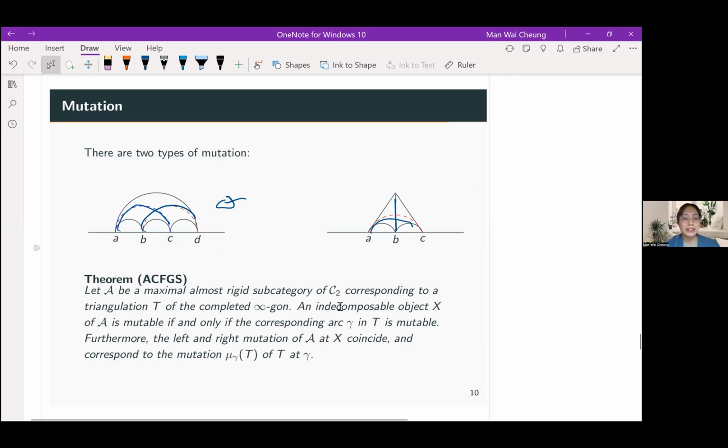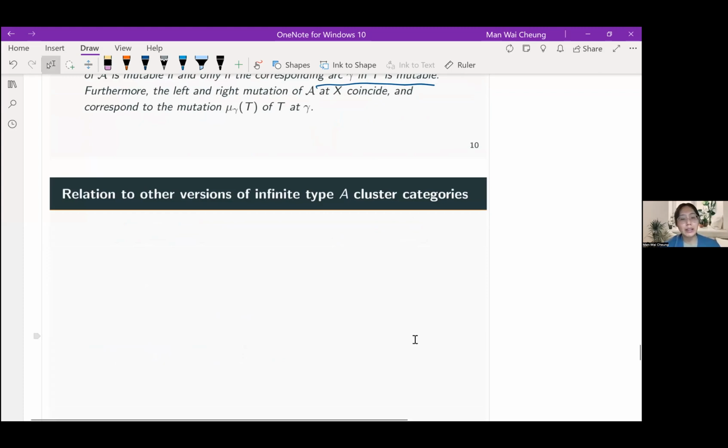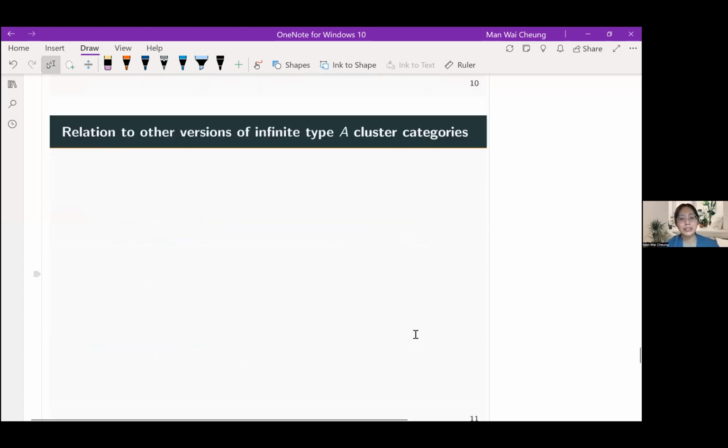Then we will say the indecomposable object in the subcategory is mutable if and only if the corresponding arc here is mutable, something like that. And furthermore, we have that the left and right mutations coincide and correspond to what we think of as a mutation. And then actually the type A infinity cluster category has been studied by many others.